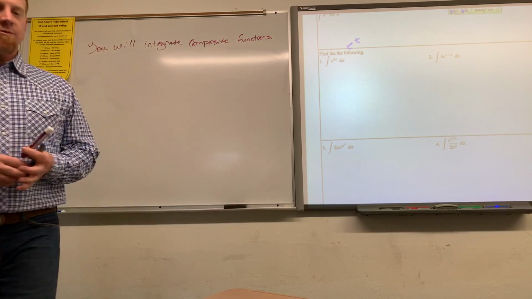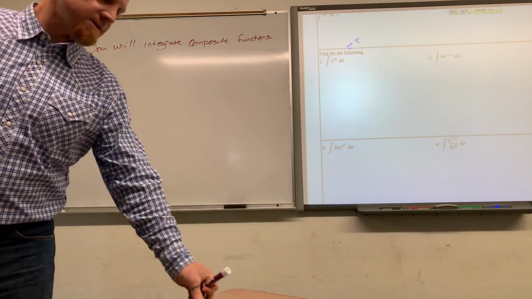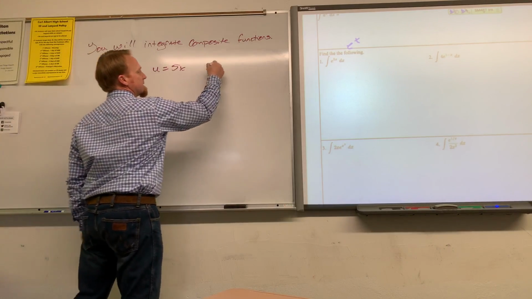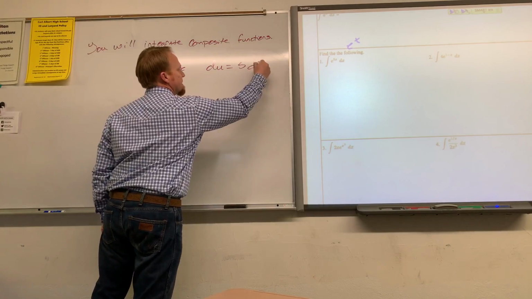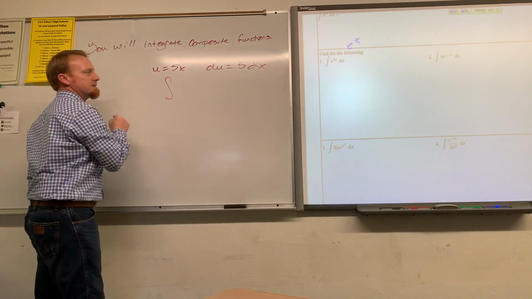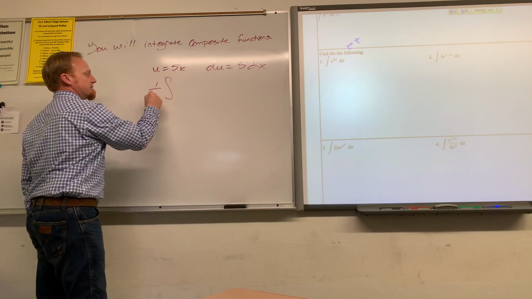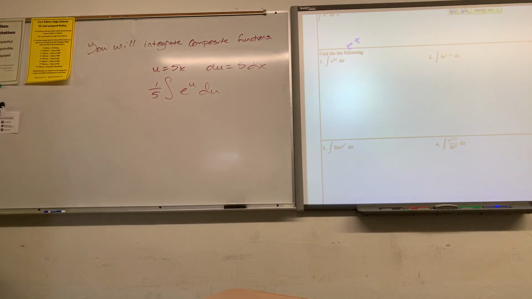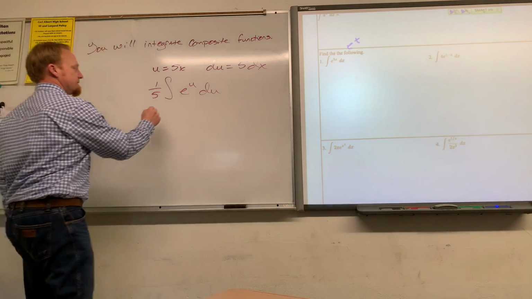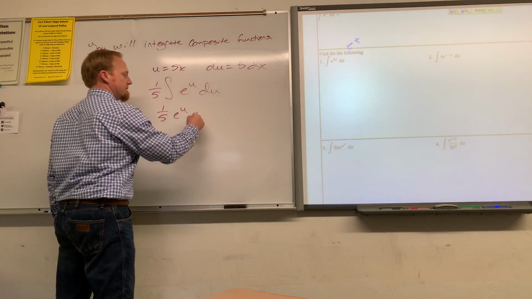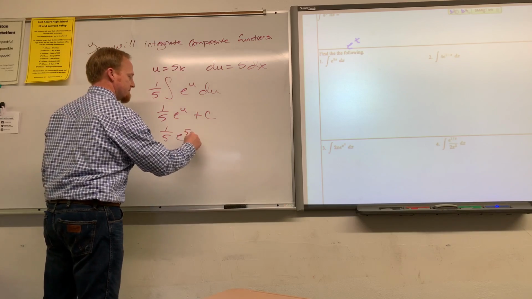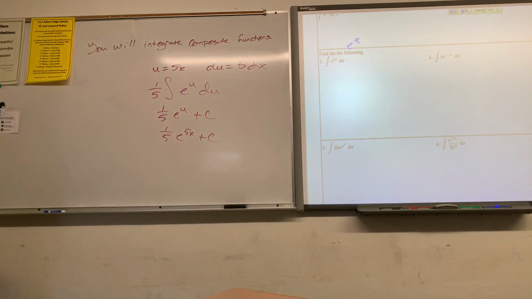All right. On number 1, do I need a u? Yes, I need a u. What's it going to be? 5x. So that means I have du equals 5 dx. So that means I need a 1/5. And then I have e to the u du. And if we integrate e to the u du, we get e to the u. Don't forget your plus c, and then plug back in for u. There it is.